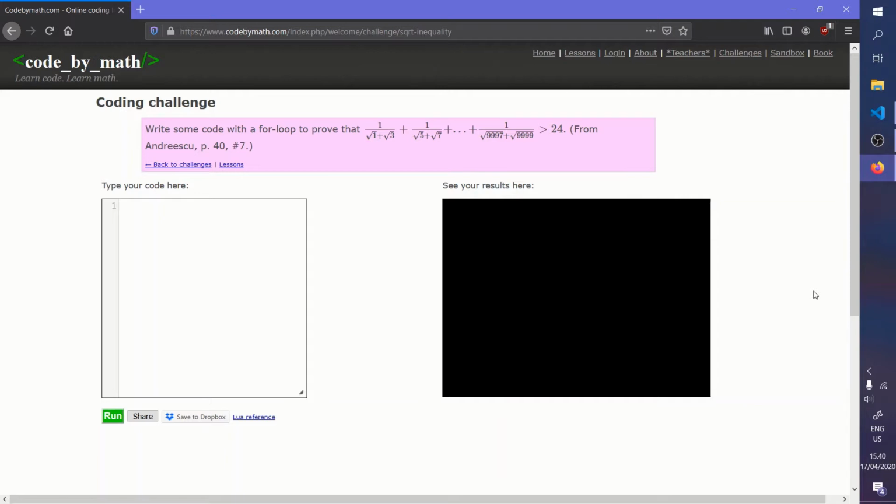In this video I'll go over how to write some code that proves that the sum of the reciprocals of the square root of 1 plus the square root of 3, and then plus 1 divided by the square root of 5 plus the square root of 7, etc., up to 999,999 is larger than 24. It's obviously easier to see when it's written out like this, as you can see here.